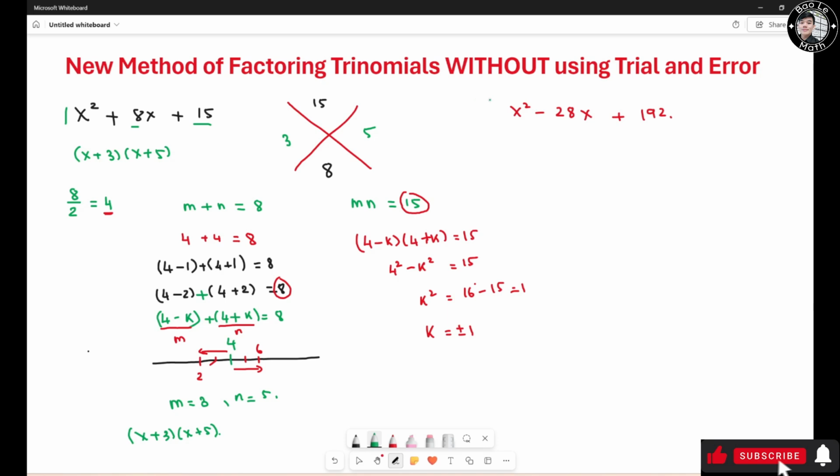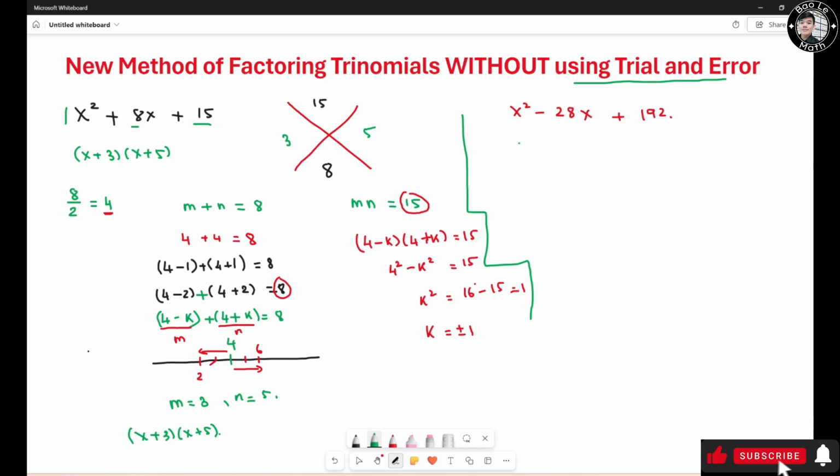Now, you could say that this method is really complicated compared to the first method. Yes, it's complicated when it comes to very simple problems. But when it comes to a very complicated problem, it's much more useful, because it takes you longer to factor this trinomial using trial and error. So we're going to use the new method to factor this one.